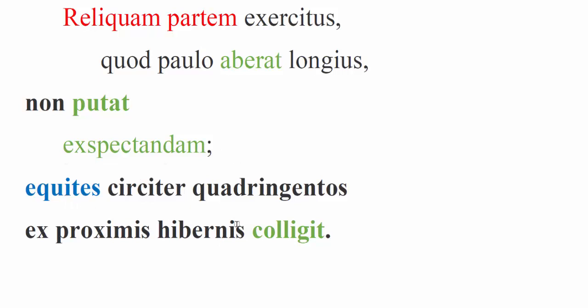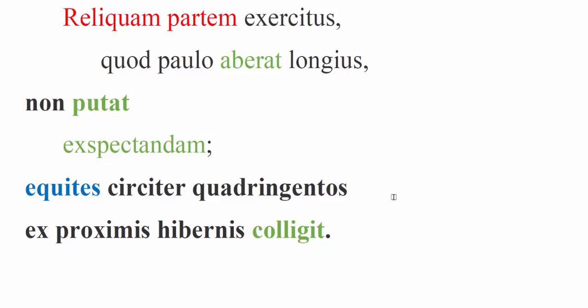Caesar's moving very fast. He gathers horses, cavalry, all right, around 400 from the nearby camps. And yes, this is a small oversight right here. Quadringentos is, in fact, the accusative adjective that is modifying equites, and therefore should also be indicated in blue since it is modifying this noun equites. All right, and with that, we have finished chapters 45 and 46.